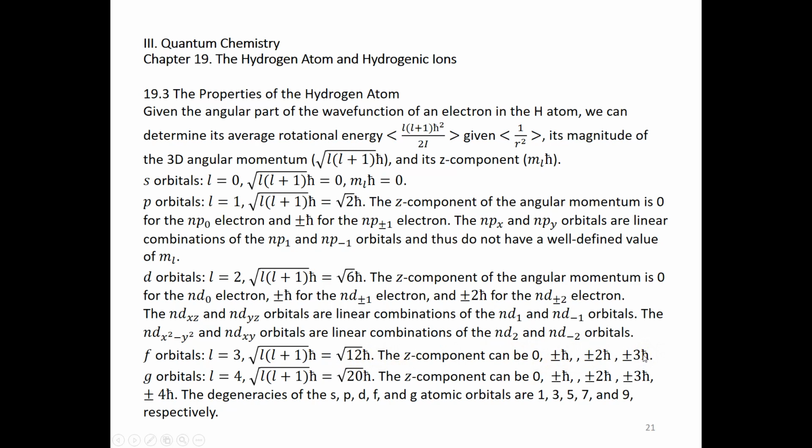We have a degeneracy of 7 here. When we have a g orbital, L is 4. The 3D angular momentum is the square root of 20 times h bar. The z component can be 0, plus minus 1, plus minus 2, plus minus 3, plus minus 4 times h bar.